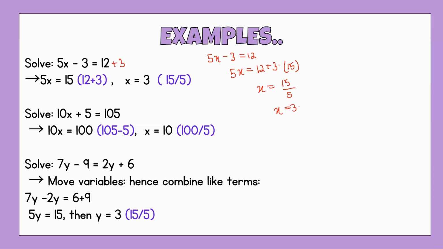10x plus 5. Let's do another. 10x plus 5 equals 105. Now 10x will be equal to 105 minus 5. On the LHS, on the left hand side, we have been doing plus 5. On the right hand side, it will become minus 5. So 105 minus 5, okay, which will be 100.